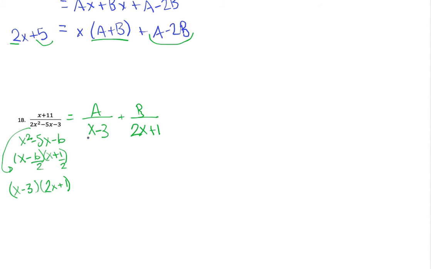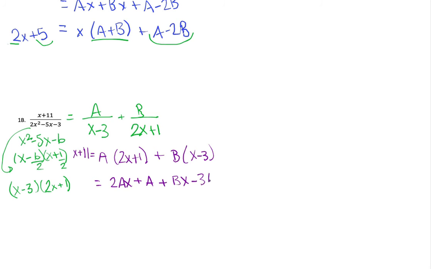Okay, so this denominator is missing this. So I'm going to take A, and I'm going to multiply it by 2x plus 1. And my B, and multiply it by x minus 3. And I should have put my x plus 11 equals in here, technically. All right, I'm going to distribute. So this looks fun, right? 2ax plus a plus bx minus 3b.